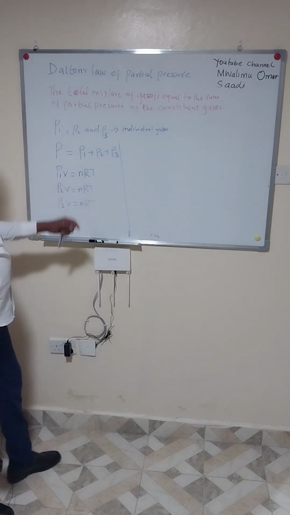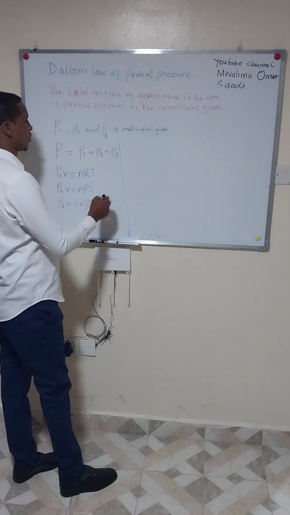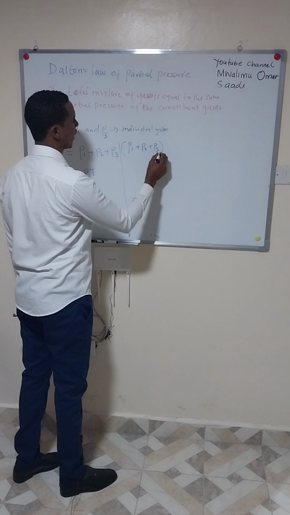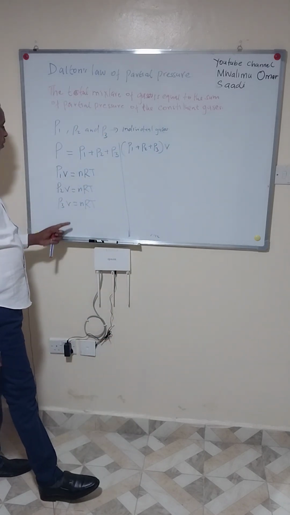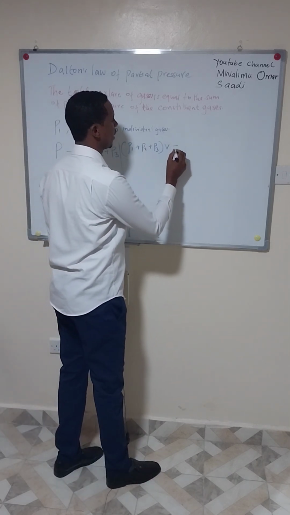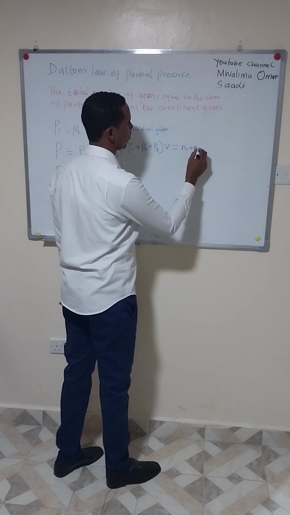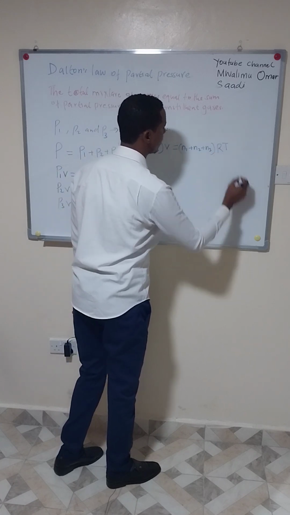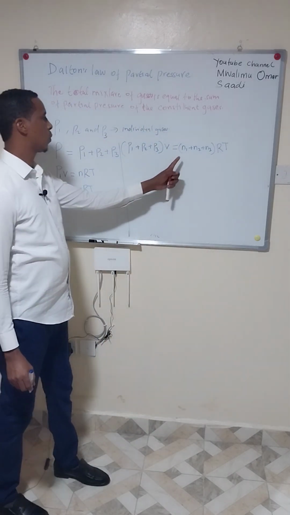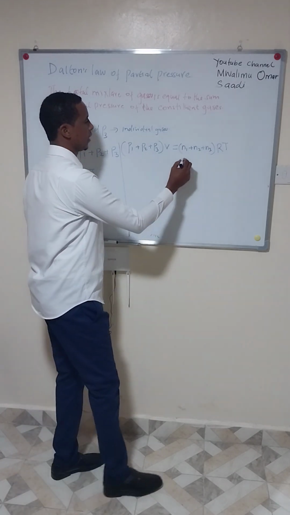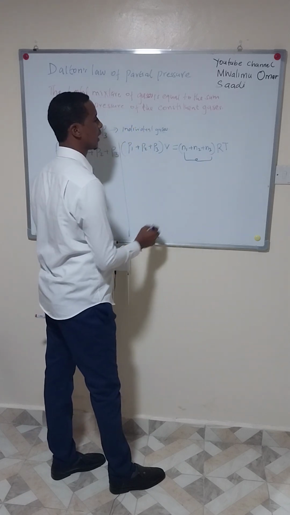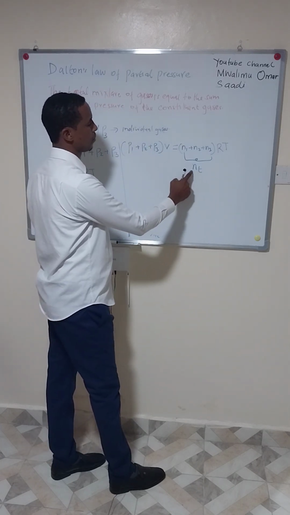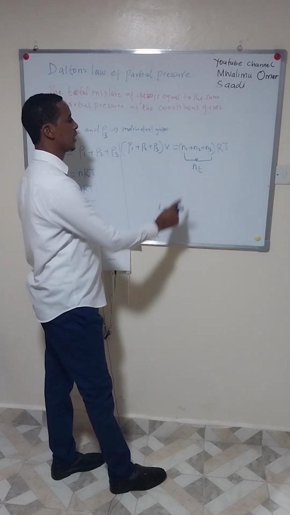So if we now combine the three equations, we will have P1 plus P2 plus P3, then bracket V, because V is common to all the three, is equal to n1 plus n2 plus n3, the whole of that bracket, RT. So n1 plus n2 plus n3 simply means the total number of moles of the constituent gases. So we can call them nT, which means the total number of moles of the three constituent gases.